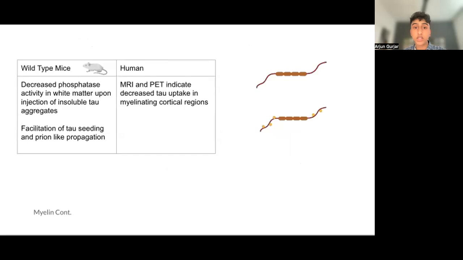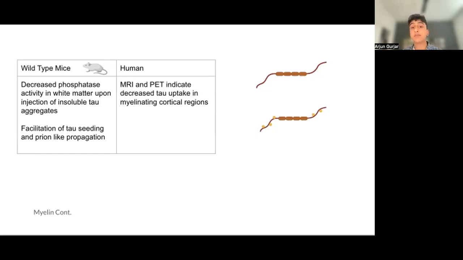Then moving on to wild-type mice models, there was a notable decrease of phosphatase activity, and phosphatase removes phosphate groups from objects in the white matter of the brain, and this was done with the injection of insoluble tau aggregates. Furthermore, there was a facilitation of tau seeding and prion-like propagation through the brain. So the oligodendrocytes actually move tau throughout the brain.